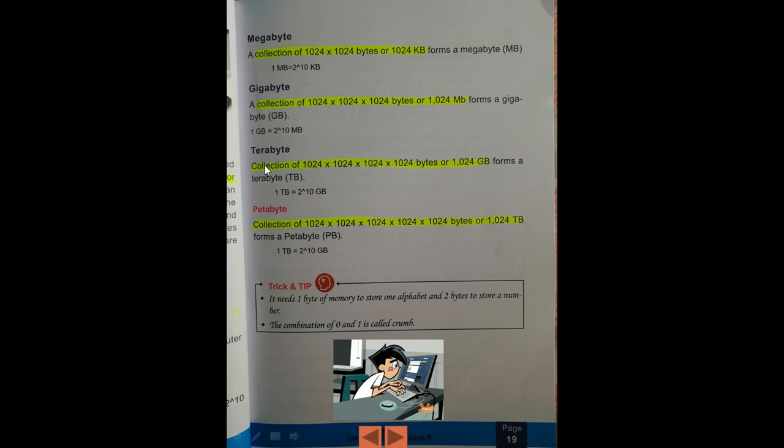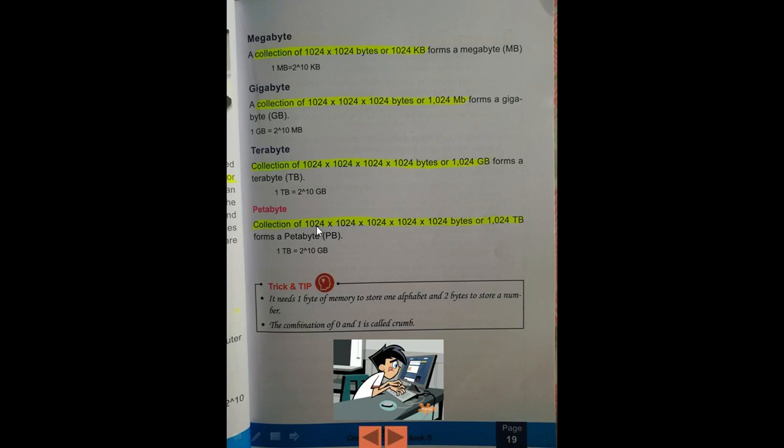Terabyte, collection of 1024 times 1024 times 1024 times 1024. That means 4 times 1024 bytes, or it can simply be written as equivalent to the previous storage unit, that is GB. Okay, 1024 GB forms a terabyte. 1 TB is equal to 2 power 10 GB.